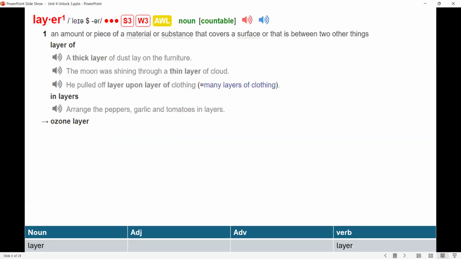Layer. Layer is an amount or piece of a material or substance that covers a surface or that is between two other things. We say layer of or in layers. A thick layer of dust lay on the furniture. The moon was shining through a thin layer of clouds.